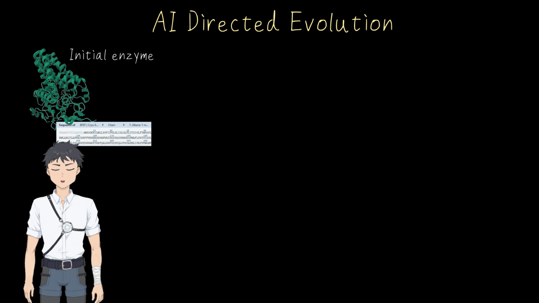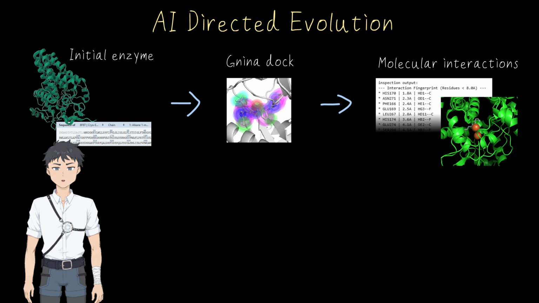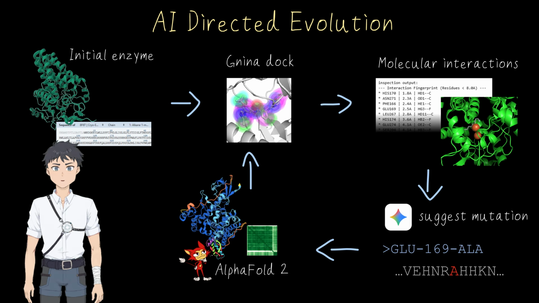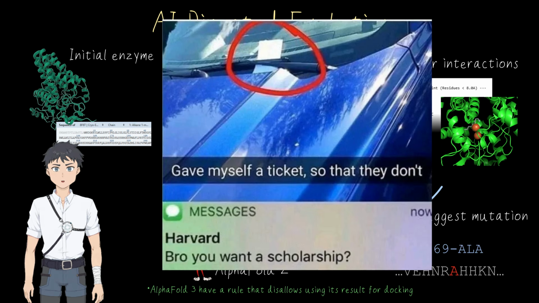Initially, I thought of making a directed evolution pipeline where, starting with the initial amino acid sequence, we dock the enzyme, calculate the interaction between the atoms, feed this data to an LLM, and ask it to suggest a mutation. Then we can fold it again using AlphaFold 2 on Colab and repeat the process. Now, this sounds cool and cutting edge, right? Where we combine two of the most famous AI models we have to build a pipeline that designs new enzymes. Wow, I'm definitely getting a research award for this.